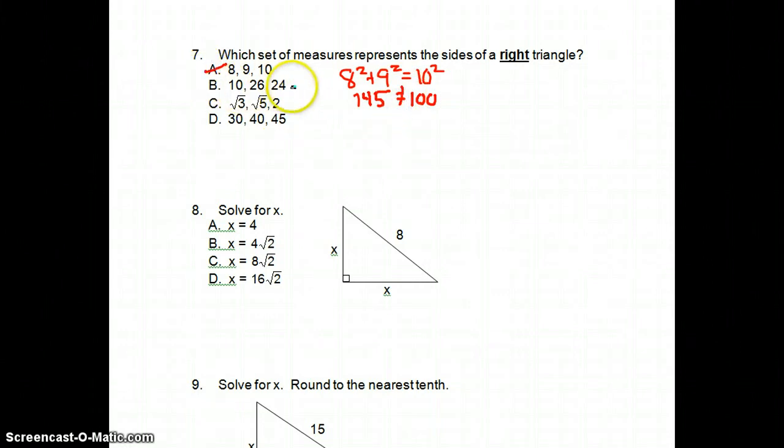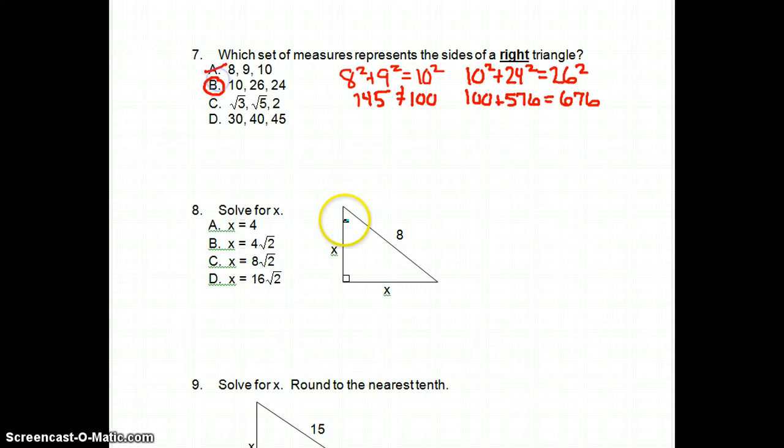Next one, we got 10, 26, and 24. 26 is the biggest one, so we're going to do 10 squared plus 24 squared equals 26 squared. 10 squared is 100. 24 squared is 576. 26 squared is 676. And that works, so that's right, it's right there.